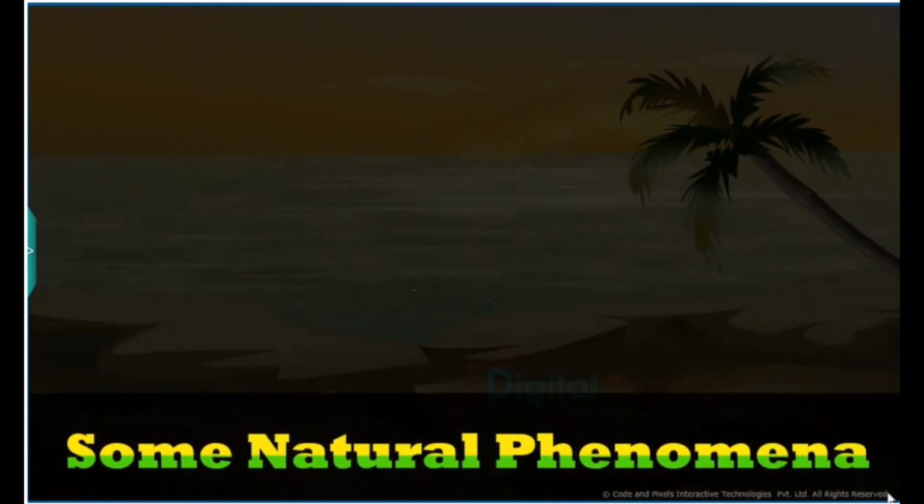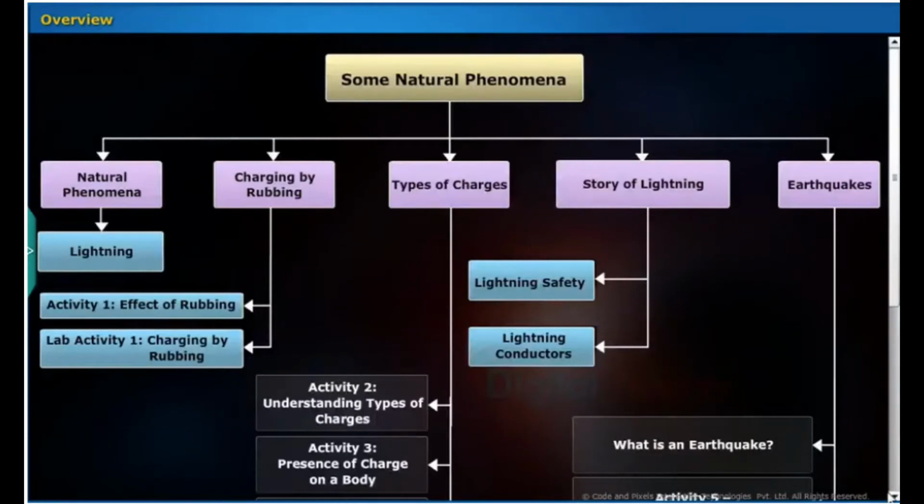Today, we begin with Chapter 10, Some Natural Phenomena. This slide gives us an overview of the chapter.